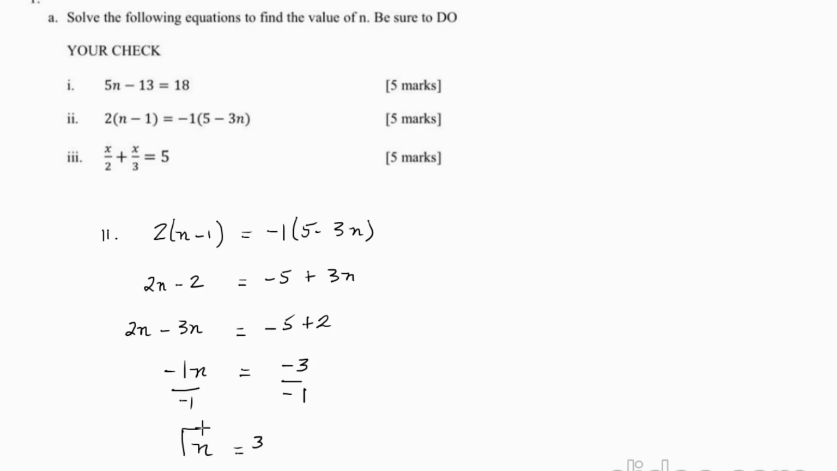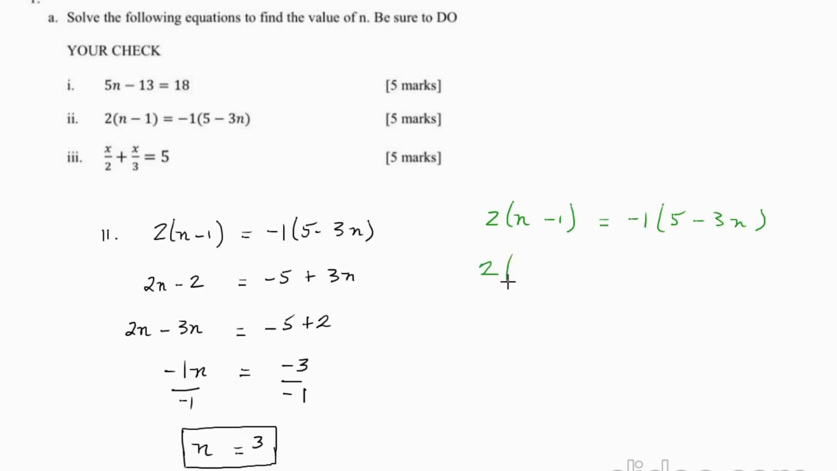Okay. Now, one thing we did not do in the first one that the instructions clearly said that we needed to do was do our check. So let's do the check for this one. Then we'll go back and do the check for the first one that we did. So we have 2n minus 1 is equal to minus 1, 5 minus 3n. And it's very important that we follow our instructions. It clearly states that we need to do our checks. Okay? So that means wherever we see n, we're going to put 3 and see if it works out.